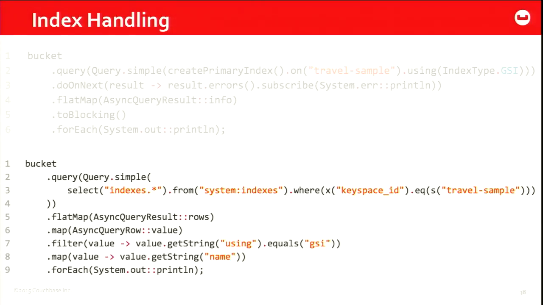And then what we can also do is we can use something like select indexes from system:indexes where keyspace_id equals travel-sample, which means that this query will list us all of the indexes that are created for our current bucket, right? And then we are extracting the rows. We are mapping from the row to the value, which gives us the actual JSON object out of the response. And then we filter if the type is GSI, which means that we only care about the global secondary indexes. And then we extract the name and print that out, right? So what this will do, it will give us an asynchronous list of all the names of our indexes on our bucket, right? So you can see how to compose those queries in a very nice fashion.